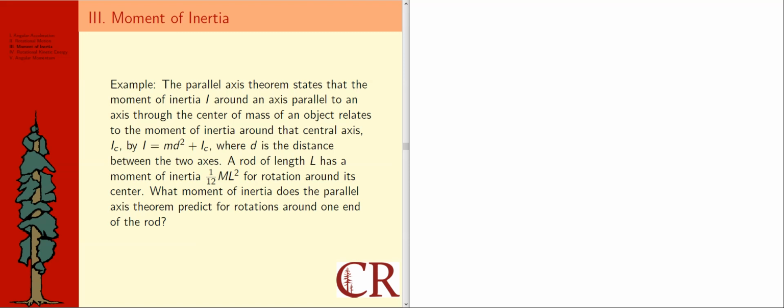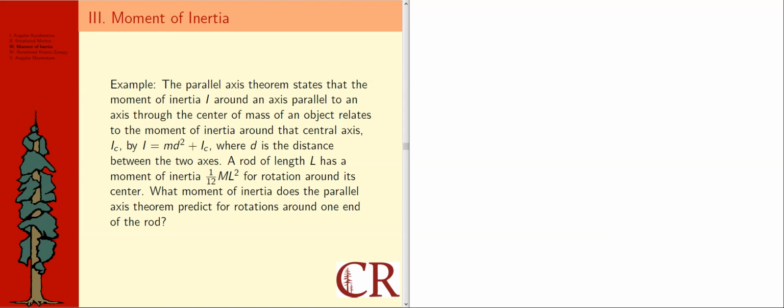The parallel axis theorem states that the moment of inertia I around an axis parallel to an axis through the center of mass of an object relates to the moment of inertia around that central axis, I sub c, by I is equal to md squared plus I sub c, where d is the distance between the two axes.